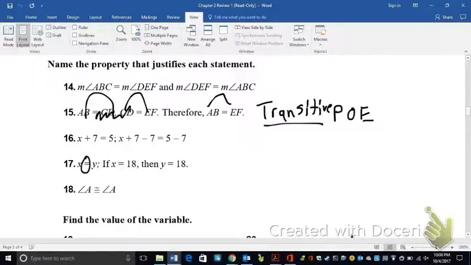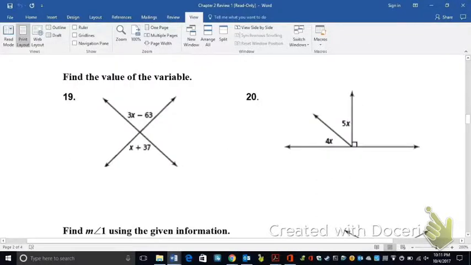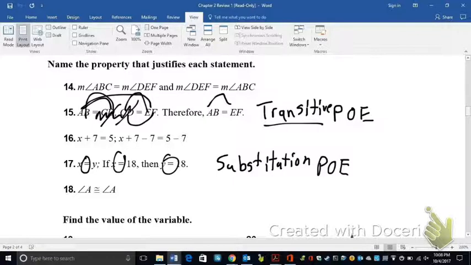Let's look at number 17. So again, equals, equals, equals. So we have a property of equality. And this one's just going to be substitution. Why is this one substitution? The other one was transitive. Notice we're taking out the middleman there. Here there's no real middleman.